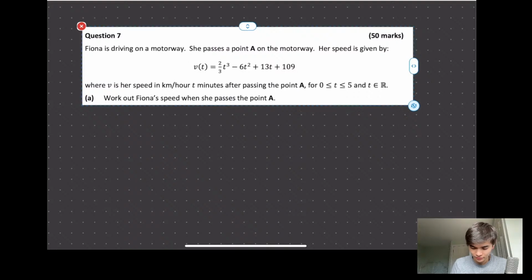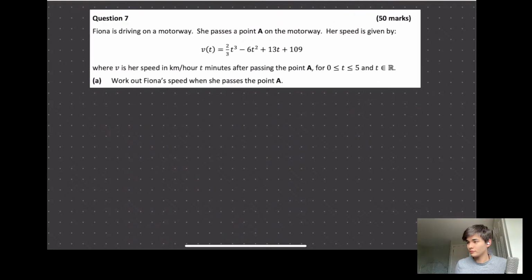Questions 7 and 8. All right, let's have a go at this then. So we've got working out a speed to begin with. Let's see if this works on the screen as well. Okay, yeah, that looks like it comes up all right. So when we get a question like this and we're working out a speed when we're passing a point A, so we know that, hang on a second, is this all of the question?